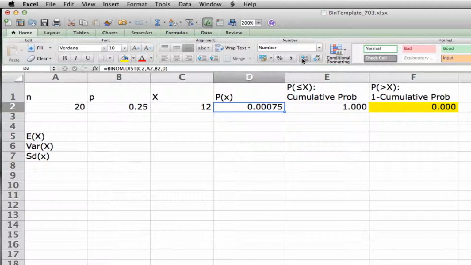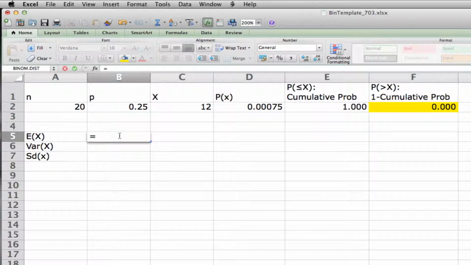All right, let's do 36D. Compute the expected number of investors who have exchange traded funds in their portfolio. Now, to answer that, you'll notice that in column A, rows 5, 6, and 7, I have the expected value of x, the variance of x, and the standard deviation of x. Well, the expected value of x is equal to the number of trials, or the sample size, times the probability of a success. Now, the number of trials can be found in cell A2 times the probability of a success, which can be found in cell B2.